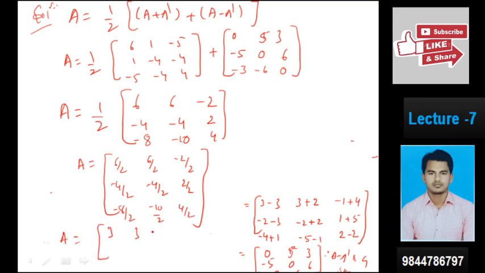A equal to what here? 3, 3, minus 1, minus 2, minus 2, 1, minus 4, minus 5, 2. See here, this is my given matrix. So this is the proof.